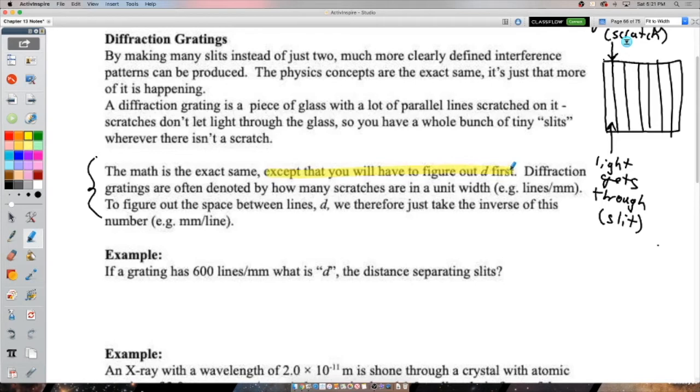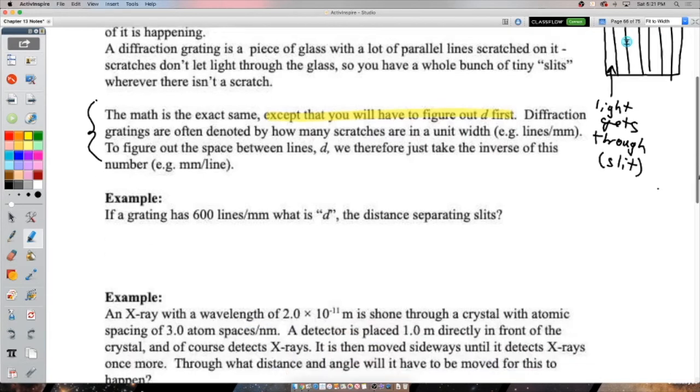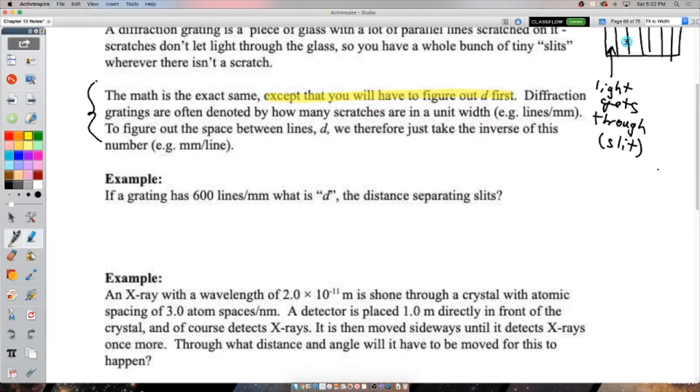So since diffraction gratings are often denoted, as you saw in the last video, by how many scratches are in a unit width, for example lines per millimeter, to figure out the space between the lines, D, we just need to take the inverse of that, right? If you have this many lines per millimeter, flip that number and you have how many millimeters there are per line, how many millimeters between each line. So, for example, if a grating has 600 lines in every millimeter, what is D, the distance separating them?